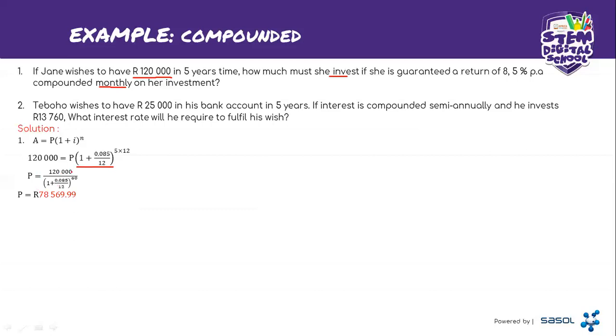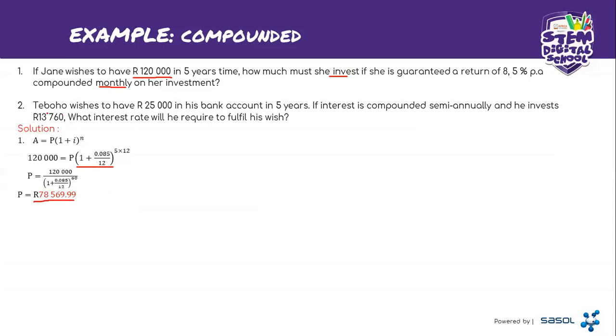And then you just press everything on your calculator, and it's going to give you 70. Sorry, let me just erase this one so that we can read the amount that we have calculated, which is 78,569.99. So this is the amount that this person must invest in order to have 120,000 after 5 years. I hope everything is clear.